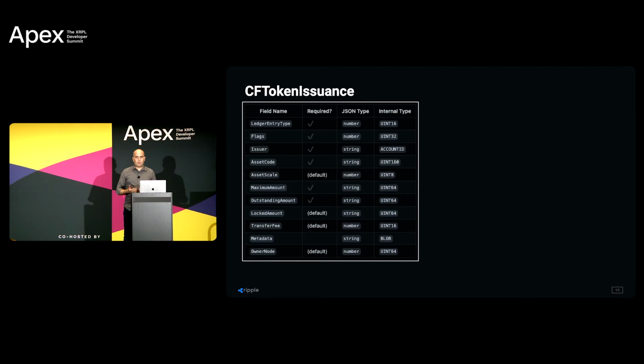And then there's some metadata. So we suspected that people might want arbitrary data attached with an issuance. So maybe like a picture of a dollar bill or something. Uncertain though. So that's basically just unstructured data at this point.